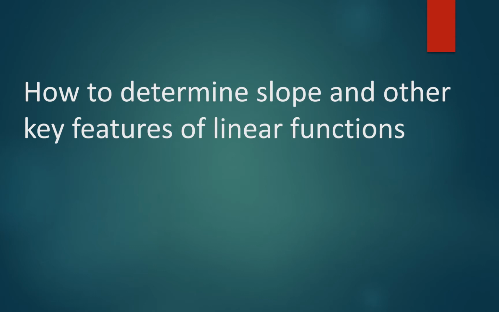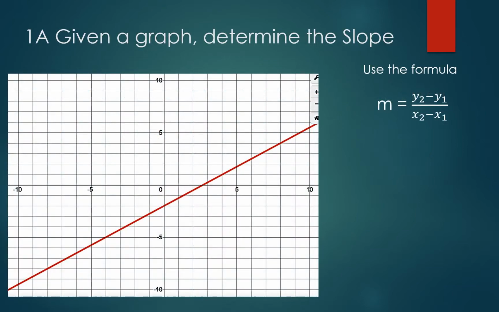So, today I'm making a video on how to determine slope and other key features of linear functions. Starting with the first problem, I'm going to go ahead and circle the word graph. See, determine the slope. So now that I know I need to find the slope using the formula, I'm going to identify at least 2 points.